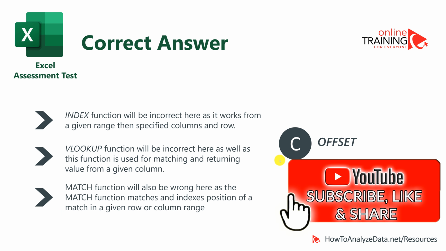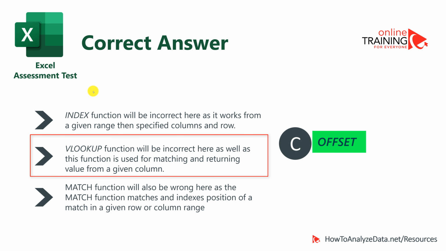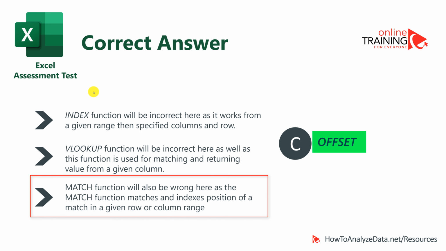Going back to our original question, you see that choice C is offset, which is the correct choice here. And you can see that the index function is not correct. The VLOOKUP function is also not correct, and the match function would be incorrect as well because it returns the index position of a match in a given row or column range. I'm pretty sure you got this one right. This was a tough one. This is more of an advanced question, and you need to have knowledge of index, VLOOKUP, match, and offset, and kind of understand the differences between those four choices.